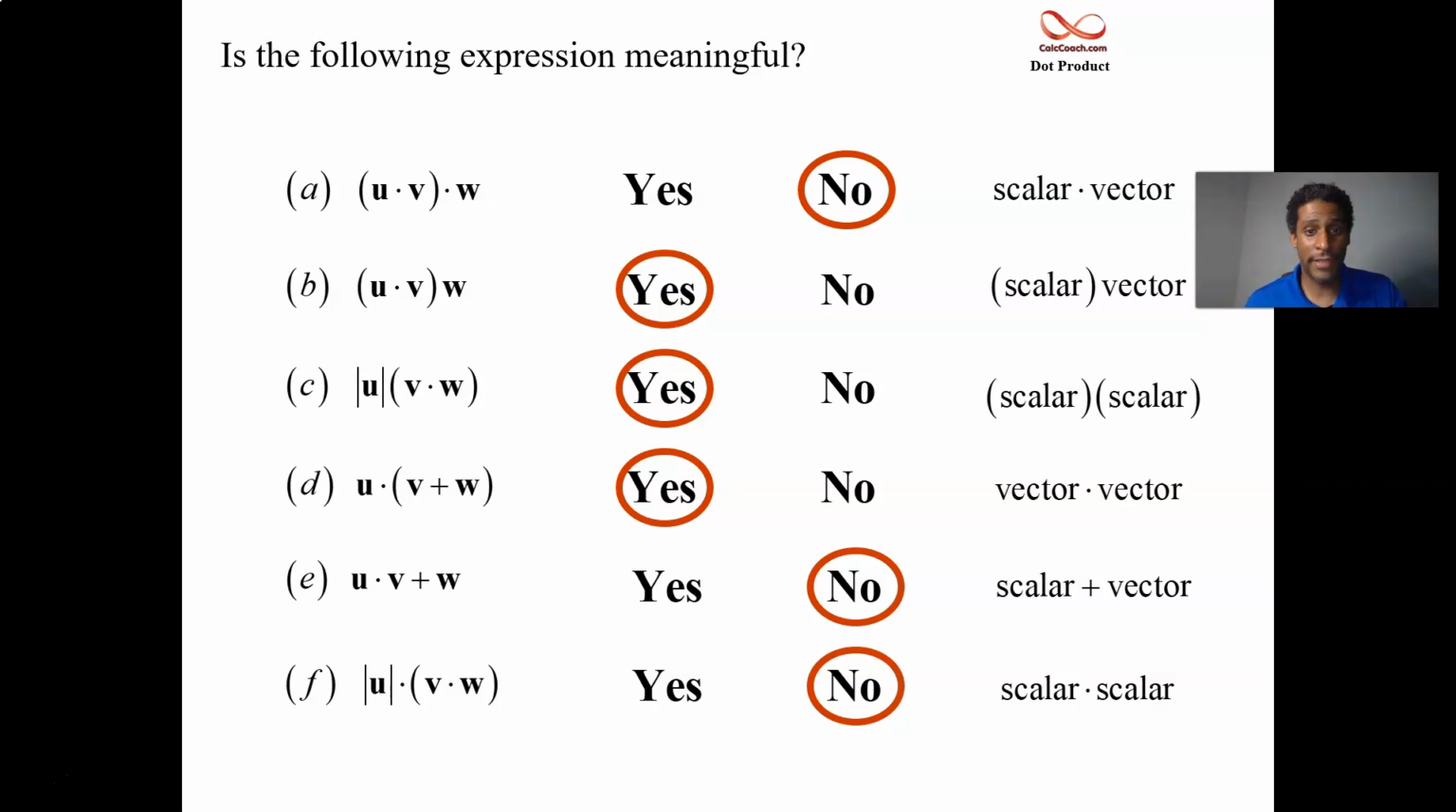Well, this ends the video on just an introduction to what the dot product is and what its properties are. And so we'll get into why we care about it in the next video, because we'll tie it to the angle between the vectors.